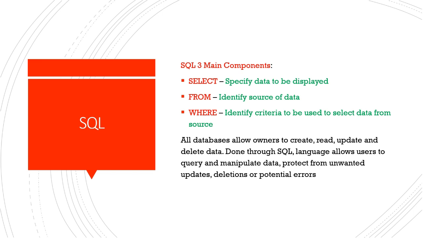You just need to know the three main components, and that is select. The select command means you're specifying data to be displayed, what data you want. From is where you're identifying the source of the data, so you're selecting the data you want, where's it coming from, and then where, so you can add a little bit of criteria. So you can select the product ID from the product table where product IDs are over 5, for example. So that gives you all the product IDs that are over 5, just for an example.